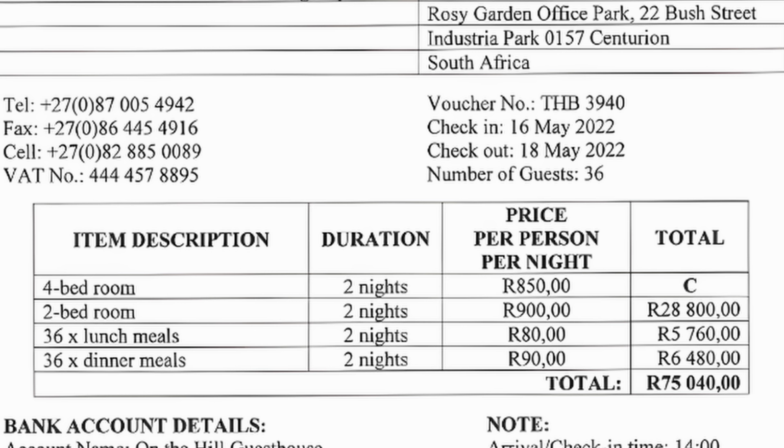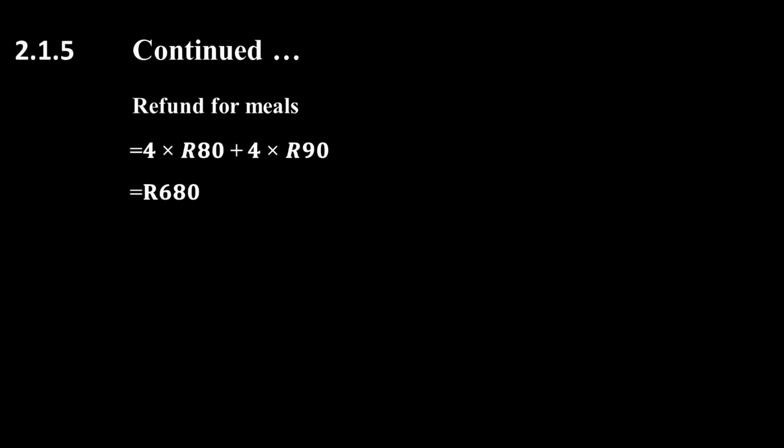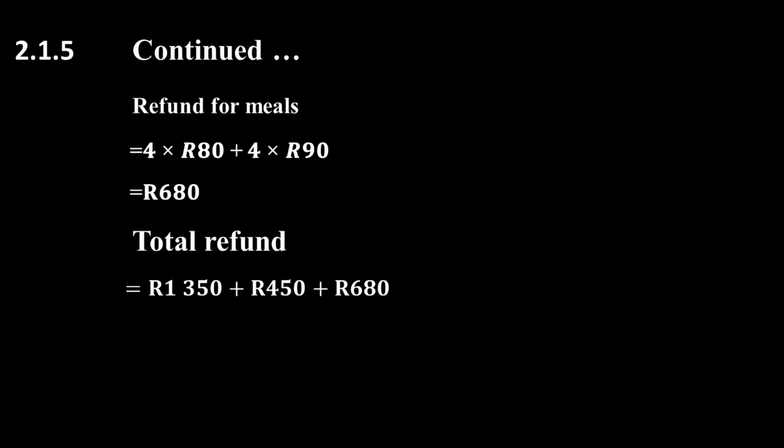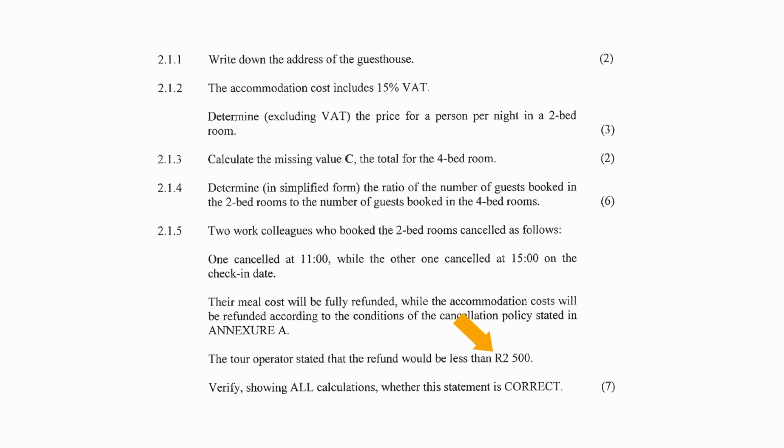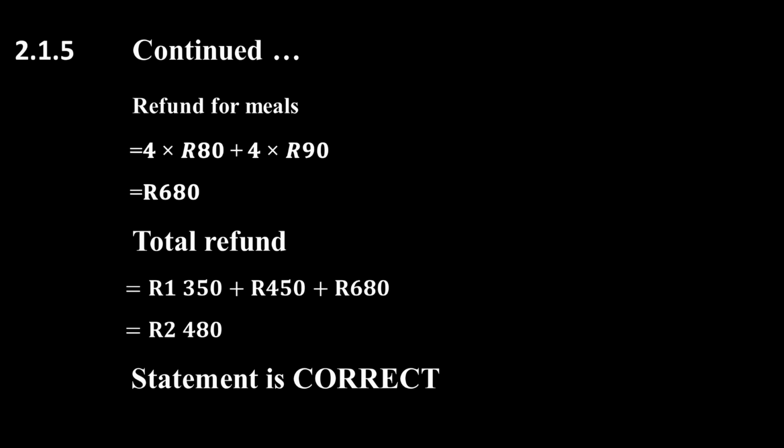The refund for the meals will be 4 lunches of 80 Rand plus 4 dinner meals of 90 Rand, which equals a total of 680 Rand. So the total refund will be the sum of all the refunded amounts, and this equals a total refund of 2,480 Rand. Since 2,480 Rand is less than the stated amount of 2,500 Rand, we can verify that the statement is correct.